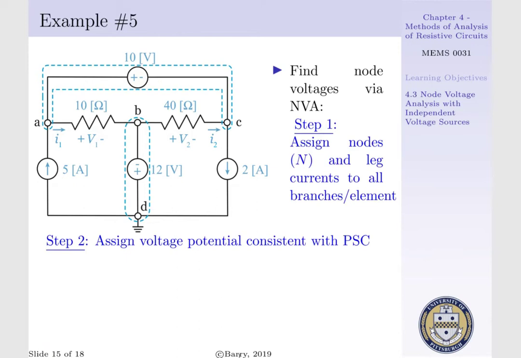Step 2 is to assign our voltage potentials consistent with our passive sign convention, where V1 corresponds to a 10 ohm resistor, where its polarity is dictated by the directionality of I1, and V2 corresponds to a 40 ohm resistor, where its polarity is designated by the directionality of I2.